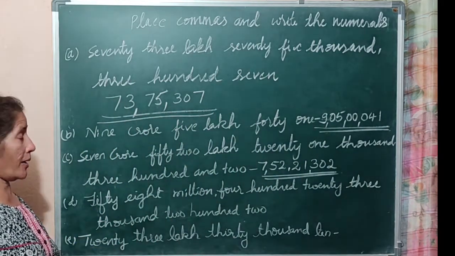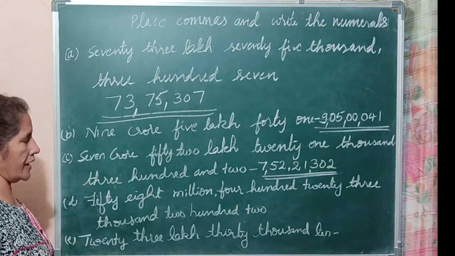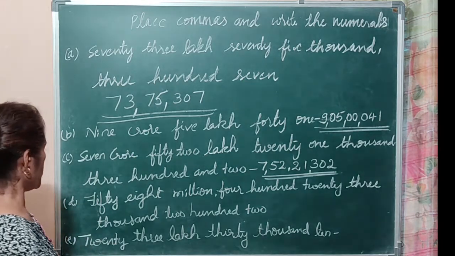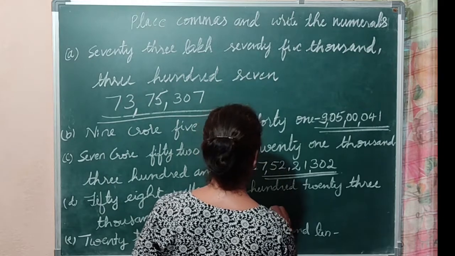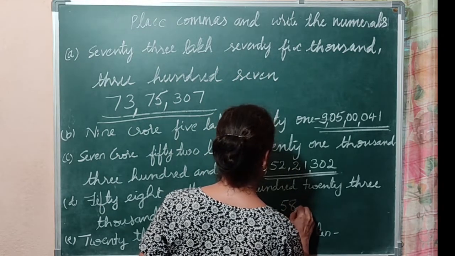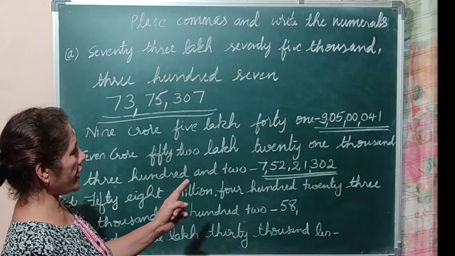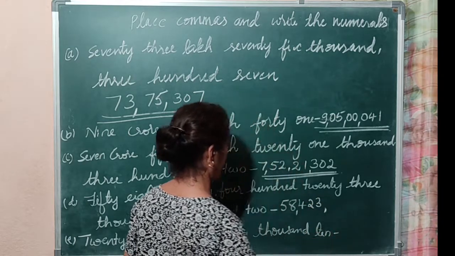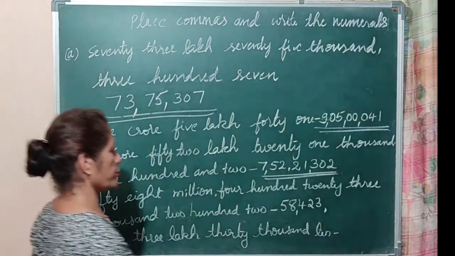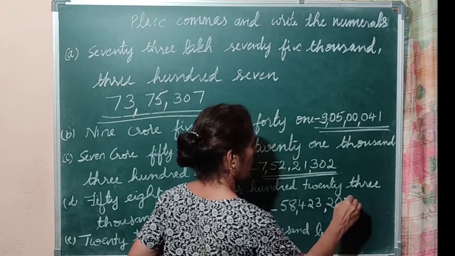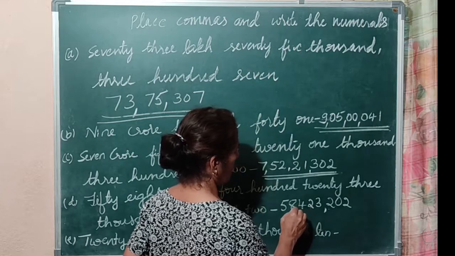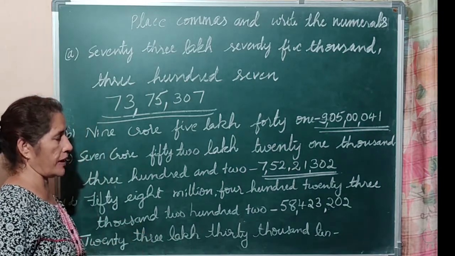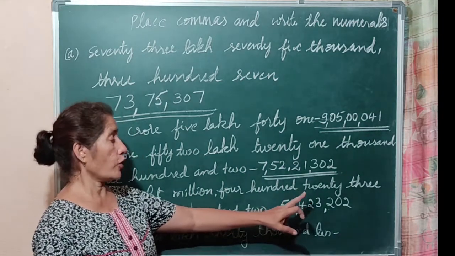Now million system has come. 58,423,202. So how many million? 58 million. After that, 423,000, then 202. See, 1, 2, 3, 1, 2, 3. Now there are no 3 digits. I could add one more digit also, but they have started with 58 million.